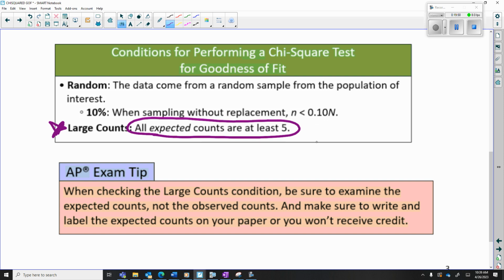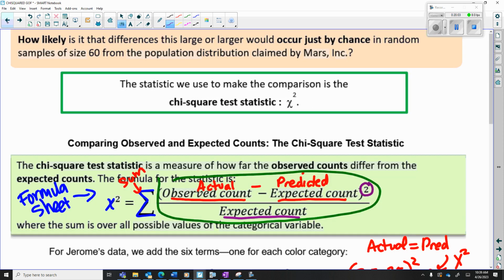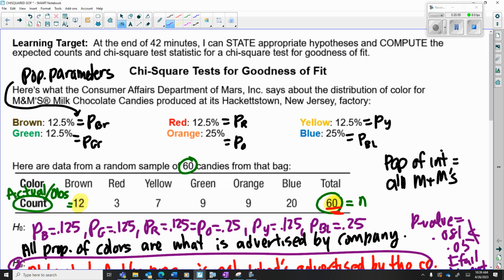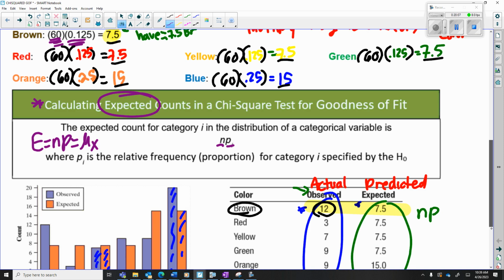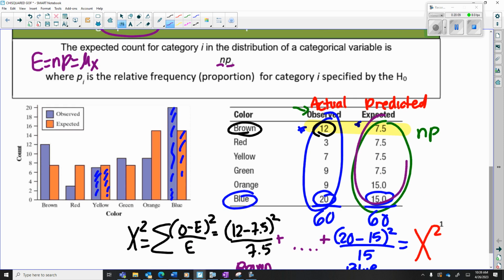So the bigger the sample size, the more all the expected counts would be greater than 5. So if we do go back to our original data, all the expected counts were greater than 5, which you see here. This column here, they're all greater than 5, so that's good to go. And that's because our sample of size 60 was large enough.